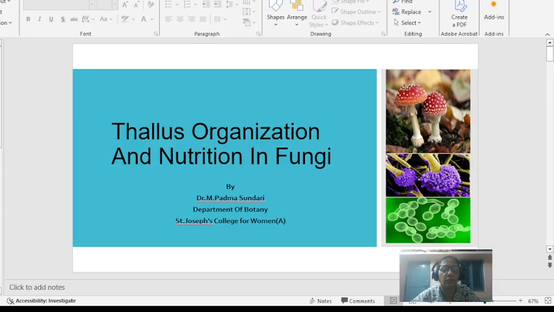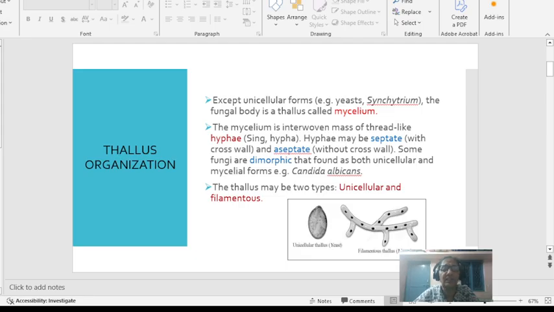Welcome to today's lecture on thallus organization and nutrition in fungi. So we all know the thallus in case of fungi is mostly the mycelial form, where the mycelia is the interwoven mass of the cells, and this interwoven mass of the cells, we call it as the hyphae. So when you see the thallus organization, except the unicellular forms, the fungal body is called the mycelium.